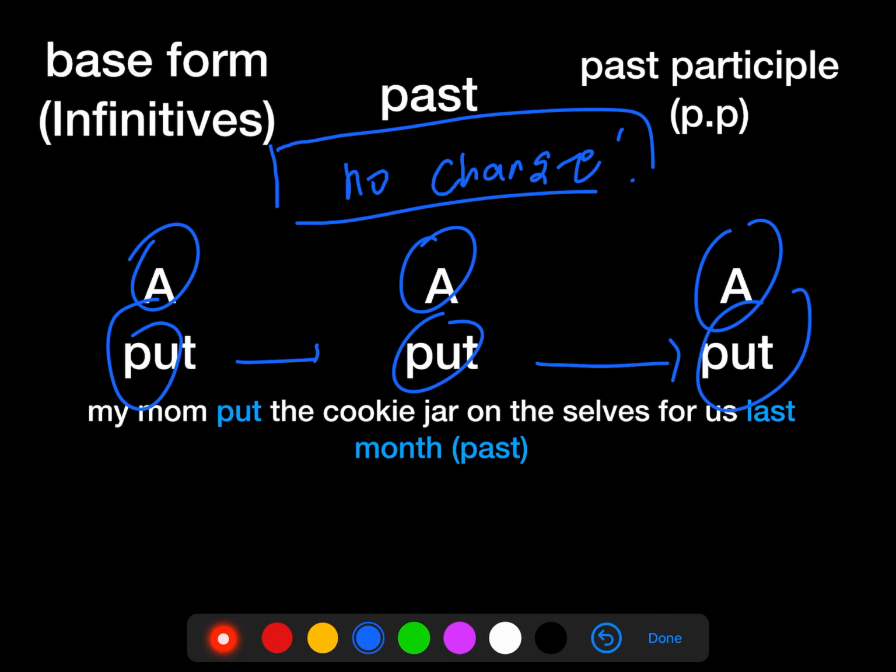Okay, where can we find the fact that this sentence is a past? Oh, here you go, teacher. Last month. Yeah, last month tells you this sentence is a past. Then which verb should we use? Base form, past, past participle, anything. Put, very well, because this one is the AAA group. So my mom put the cookie jar on the shelves for us last month. It doesn't change. That's the AAA group.